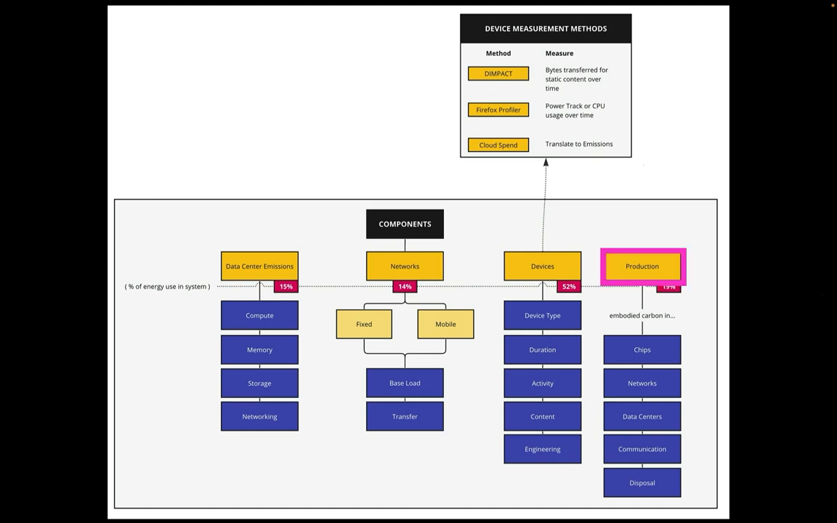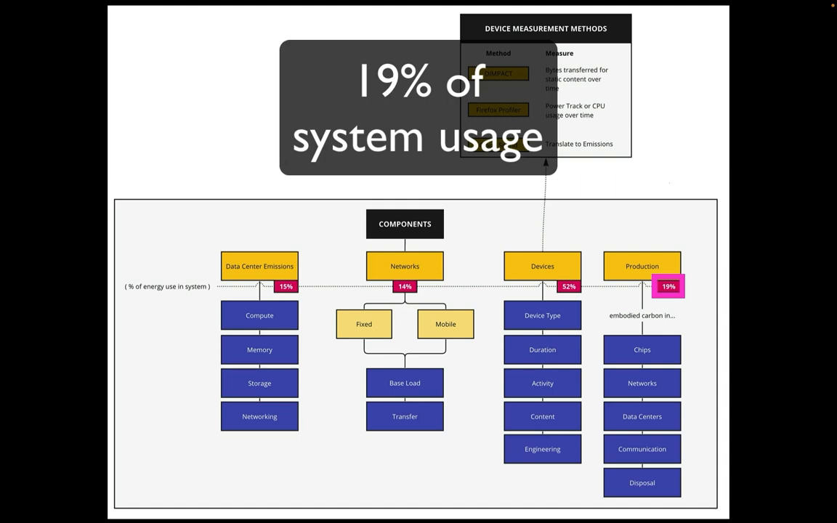Now, the last component in the system is the production of all of the components that go into delivering website content to users. That includes the embodied carbon in the chips, the networks, the data centers, the communication devices, and the disposal of all of those things as well. And this is about 19% of the estimated overall system usage.